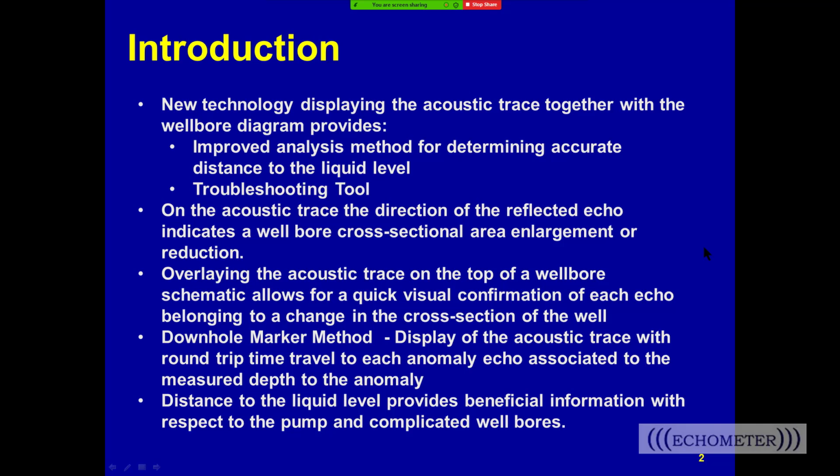And so we're going to use this throughout this presentation: the direction of kick from an anomaly, whether it goes up or down, to identify how the overlay of the wellbore schematic matches with an echo on the wellbore. This downhole marker method has been available for a long time, but with the newest TAM software, we have added features where you can see multiple echoes from anomalies on the tubing and the casing that are supposed to be there, and it helps identify which kick is the liquid level. This is a valuable tool that helps us analyze and troubleshoot all kinds of different wells.